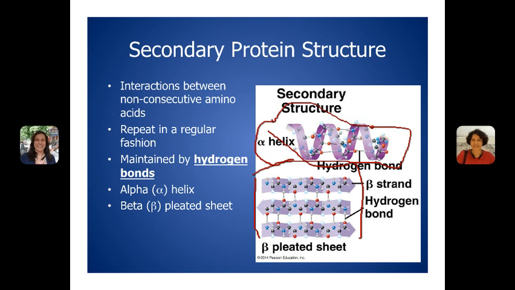Both the alpha helix and the beta pleated sheet shapes are maintained by hydrogen bonds, and these hydrogen bonds are between non-consecutive amino acids in the polypeptide backbone.